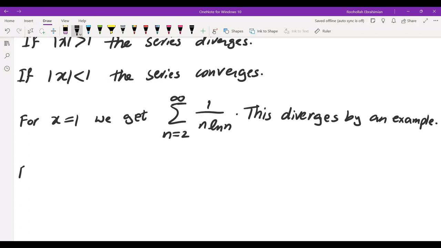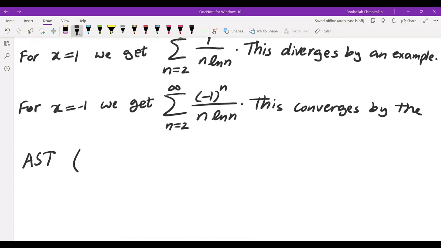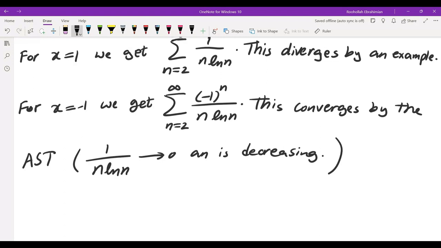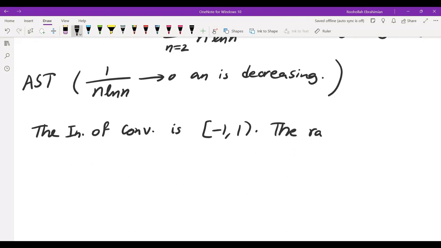Okay. For x equals negative 1, we get the sum of negative 1 to the power of n over n natural log n, n equals 2 to infinity. This converges because of the alternating series test. This converges by the AST, alternating series test. So what we need is 1 over n natural log n approaches 0 and is decreasing. Because n is increasing and natural log of n plus 1 is increasing. So 1 over the product is going to be decreasing and it approaches 0 because this is less than 1 over n. Okay, so the interval of convergence is negative 1 to 1, including negative 1. And the radius of convergence would be 1.